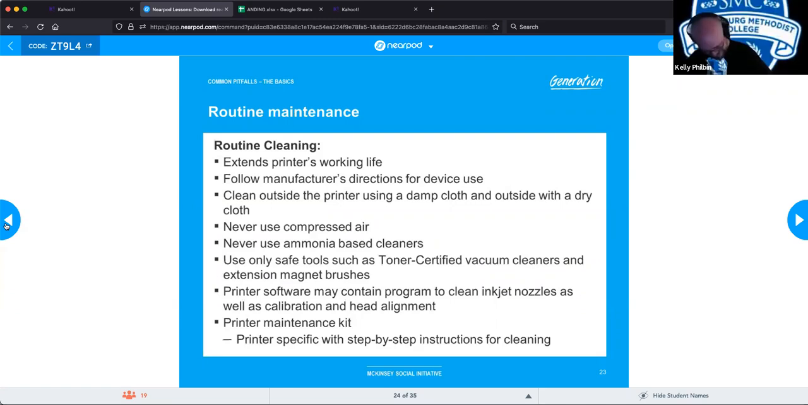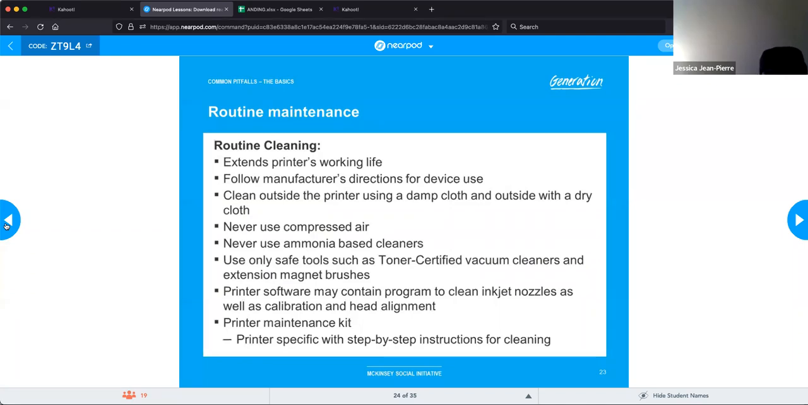But yes, mostly it's just dusting it. It's making sure you don't get dust and debris down in there, that way it can still function effectively. If you get dust and debris down in there. I do that. Yeah. Okay.